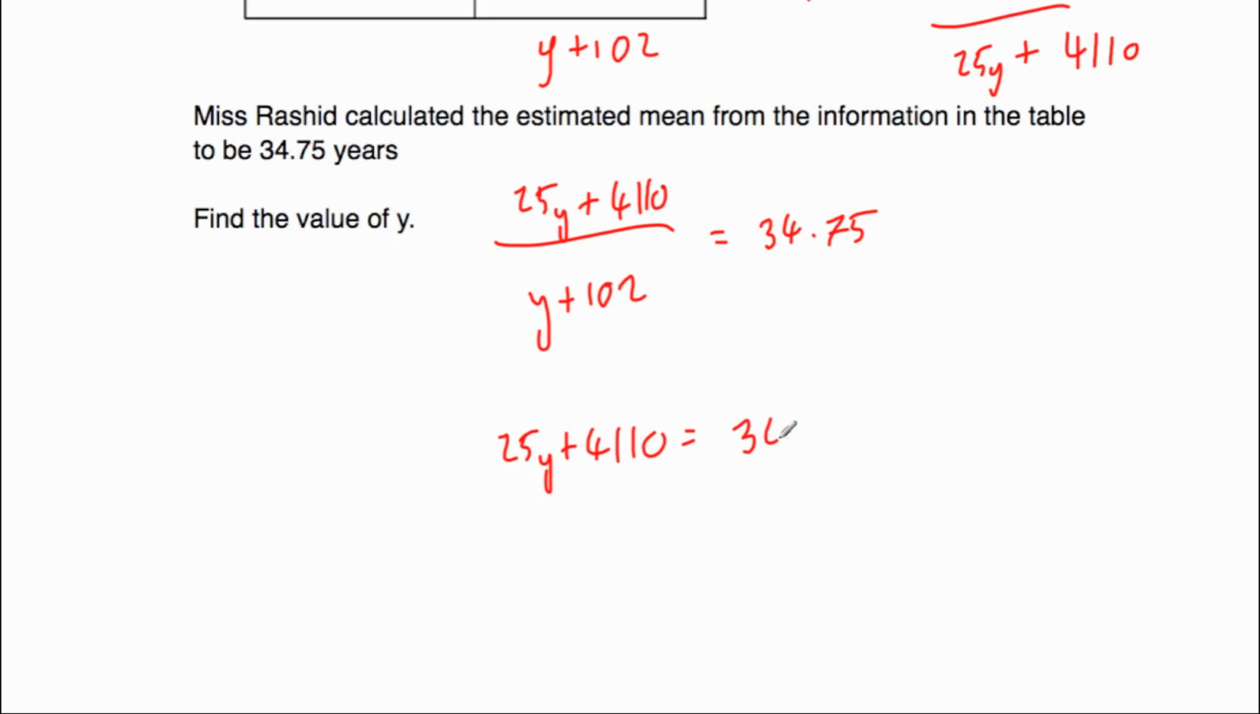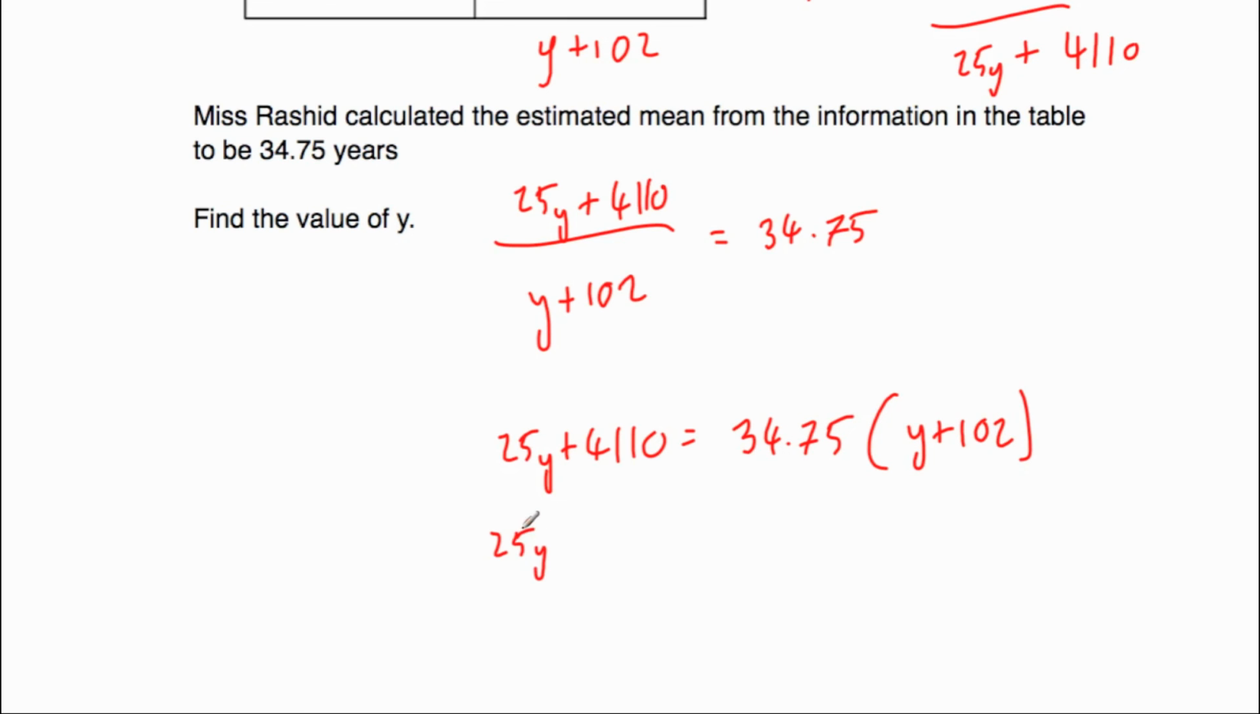So I'm going to write 34.75. Now because it's y plus 102, I'm going to write that in a bracket, and I'm going to write y plus 102, because that means I'm multiplying this 34.75 by y plus 102. So I'm just going to put it in brackets.